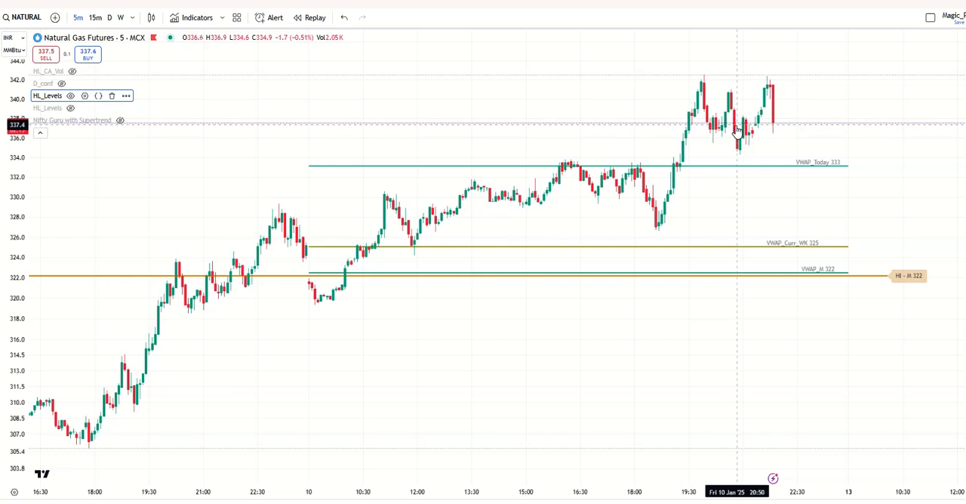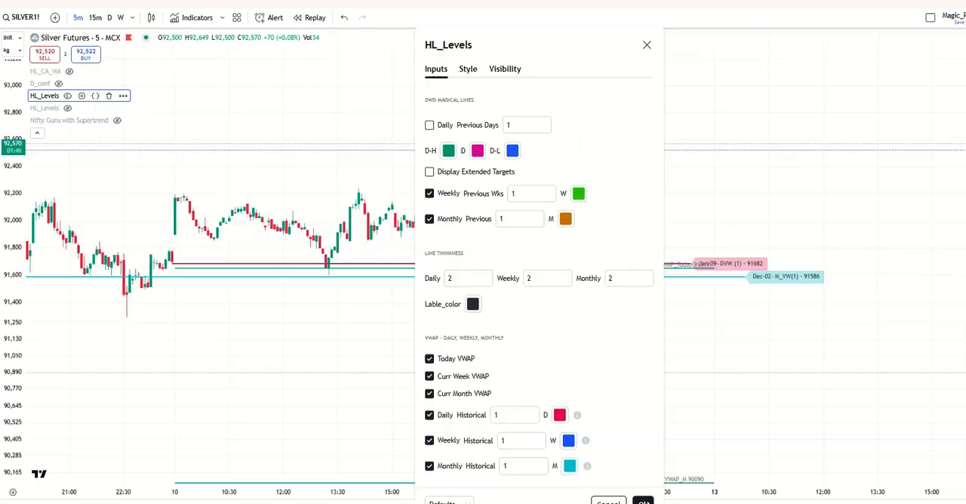It's always on a positive, right? It went all the way up here, right? Once VWAP is crossed, the trend seems to be positive. Or you look at silver, for example. I'll just keep on VWAP.